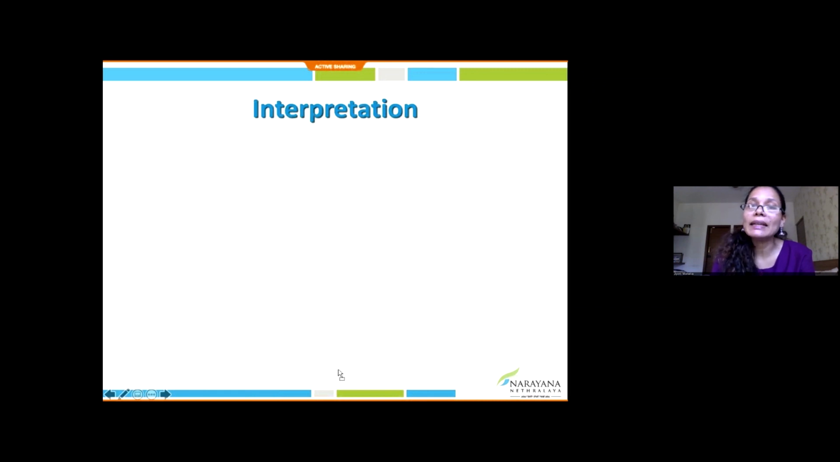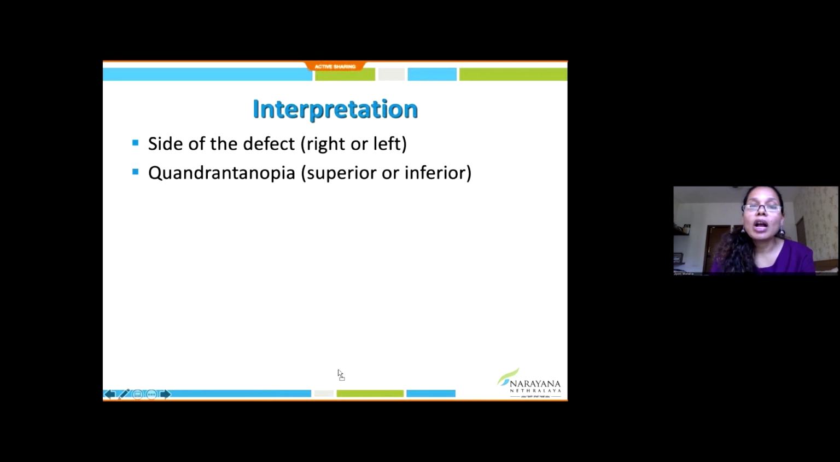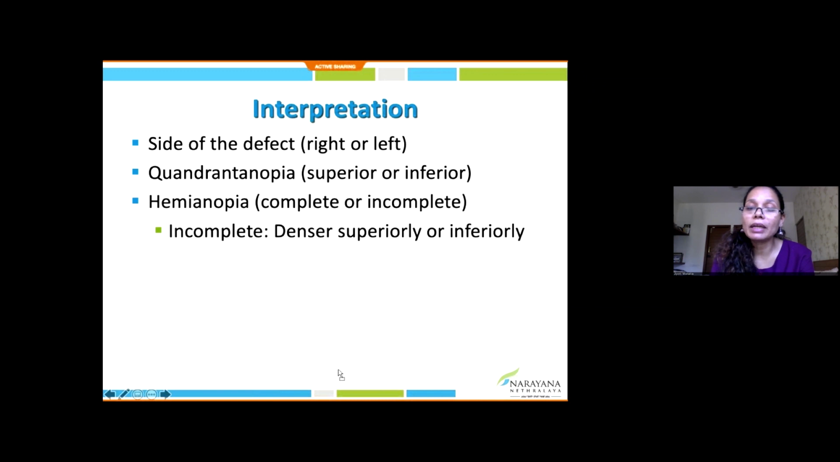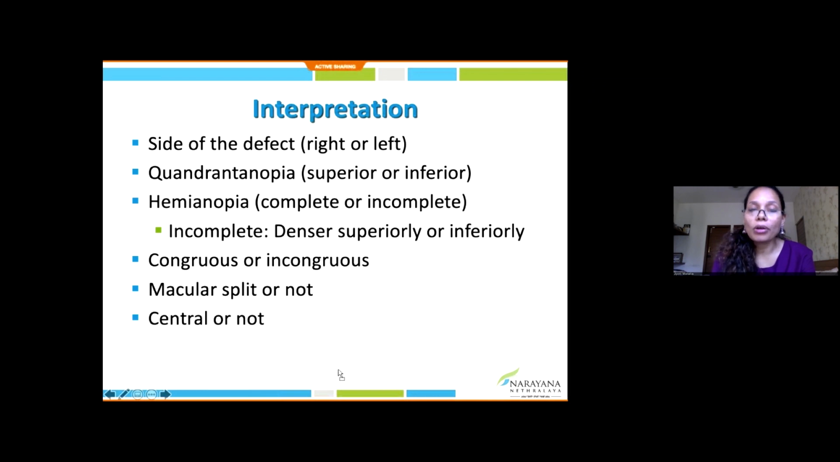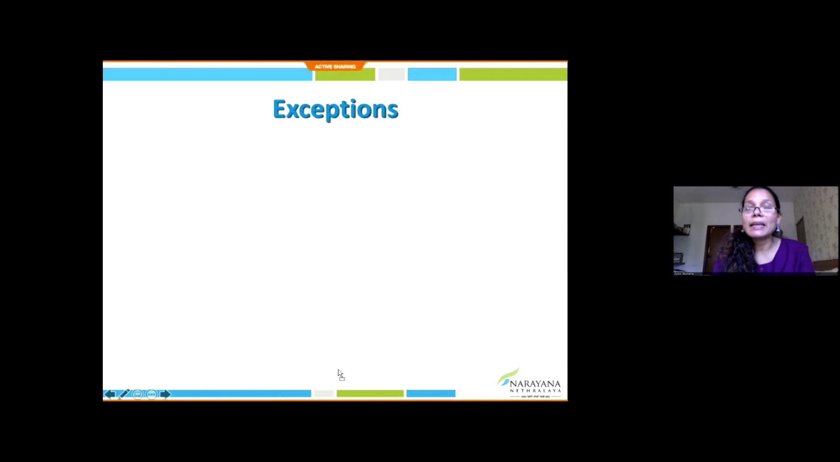Now, how would you finally write this interpretation? One, side of the defect, right or left. Quadrant anopia, whether it's superior or inferior. Hemianopia, complete or incomplete, and if incomplete, whether it's denser superiorly or inferiorly. Congruous or incongruous. Macular split or not. Central or not. So this is how you would write your field. However, there are exceptions to all.